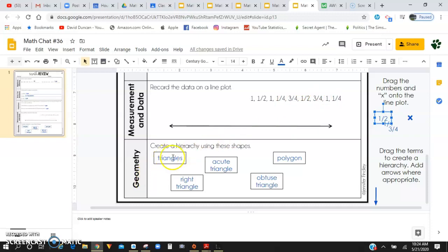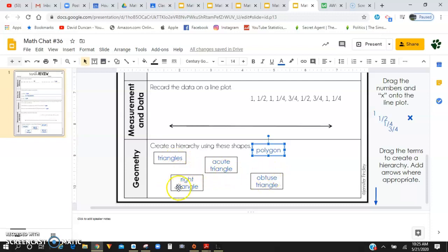Last but not least, some geometry. You're going to kind of create what's called a hierarchy or like a family. So you're going to drag the terms and then you're going to bring the arrow over to show the connection. So we know that the polygon is going to go first. After polygon, what's the next shape family that goes in order? Would it be acute triangle, right triangle, or obtuse triangle, or just triangles?